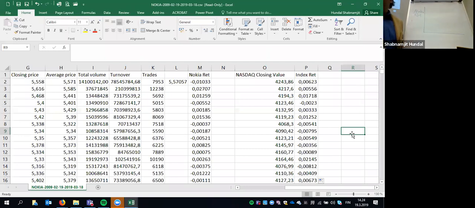Why am I taking Nokia return on the y-axis? Why not on the x-axis? Because the mathematical function is y is a function of x, which means y depends on x, not x depends on y. Nokia's return depends upon the market return. Market return doesn't depend upon Nokia's return.